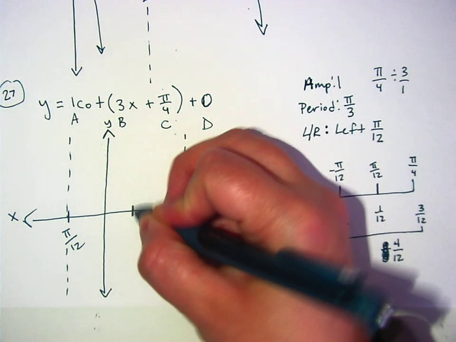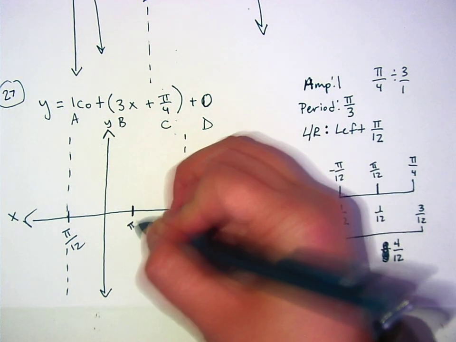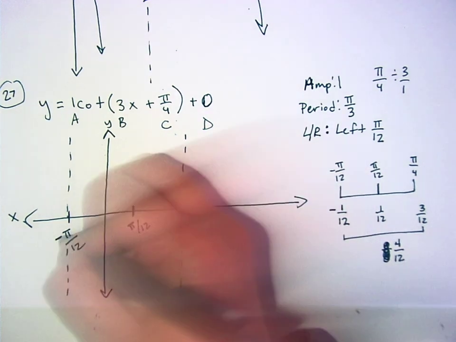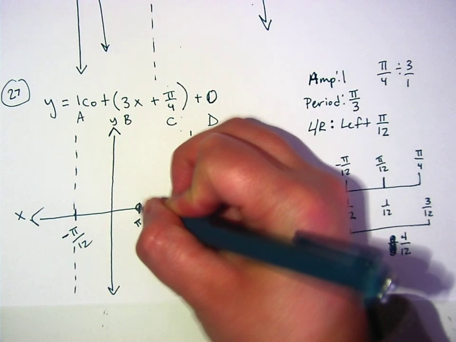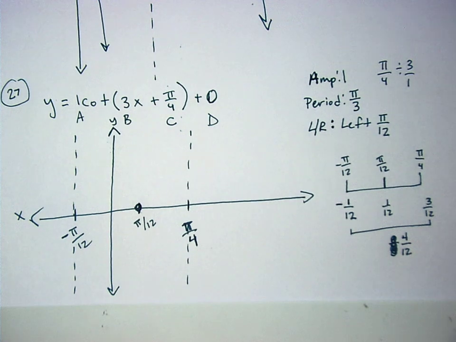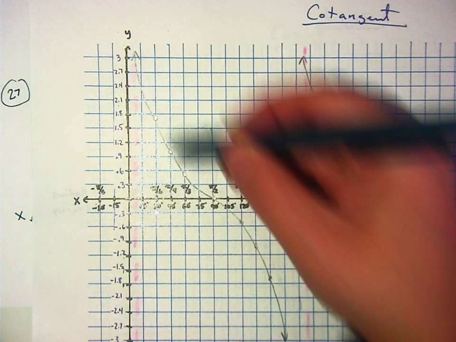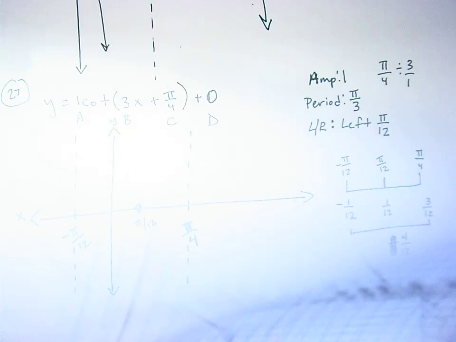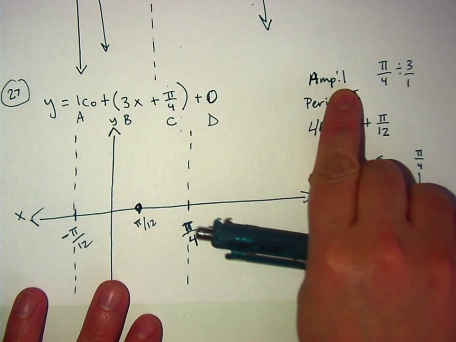Okay, so I'm going to put that one right there, and I'll call that regular pi over 12. This was negative pi over 12. And I'm putting a dot right there. Why am I putting a dot right there? That's where the center of my cotangent graph is. Now, if you look at Ellie's cotangent graph, you see that it normally goes from the top left to the bottom right. Did this amplitude change?